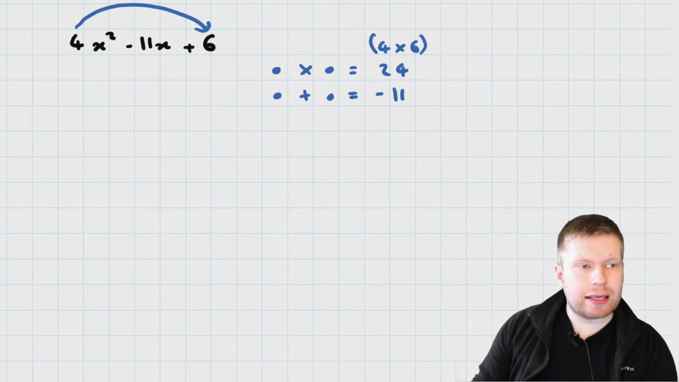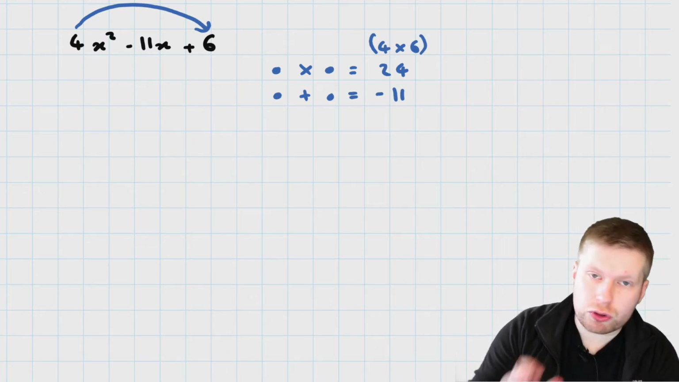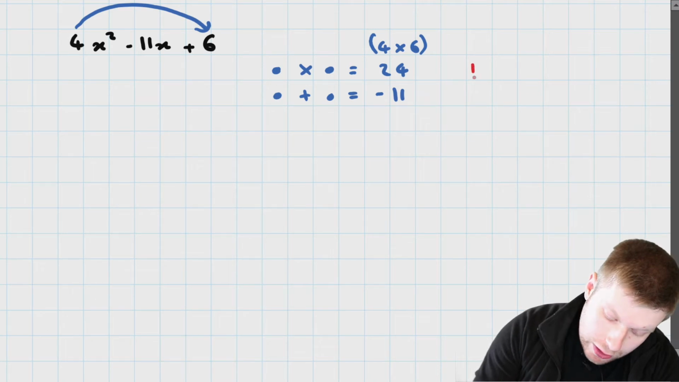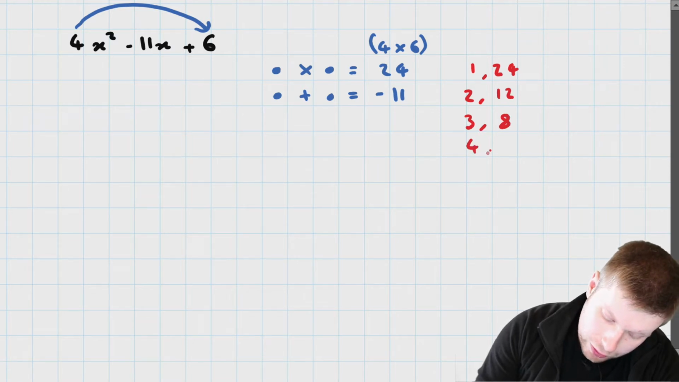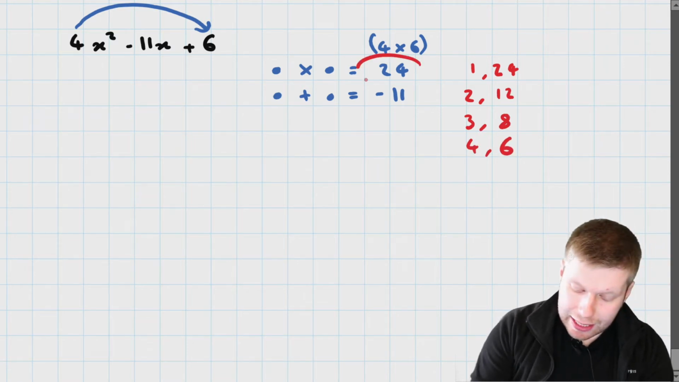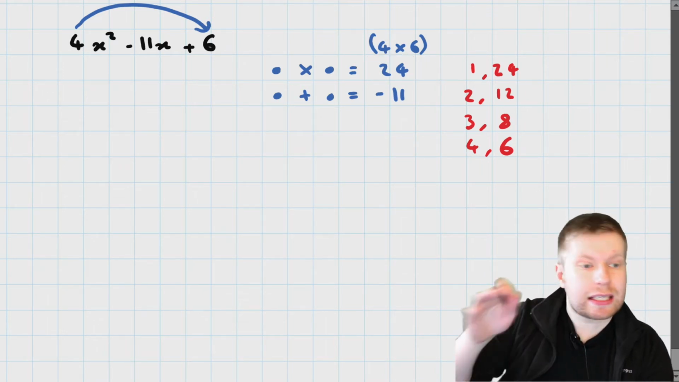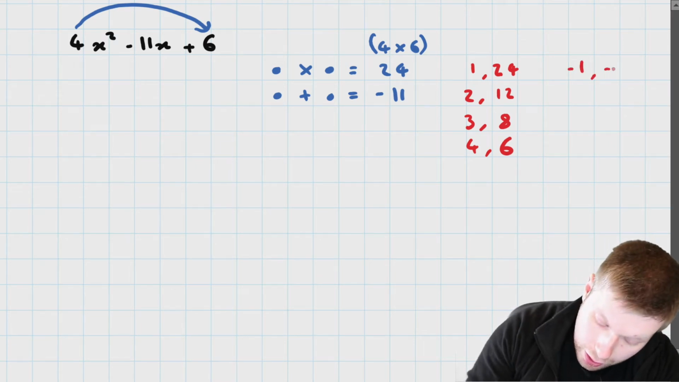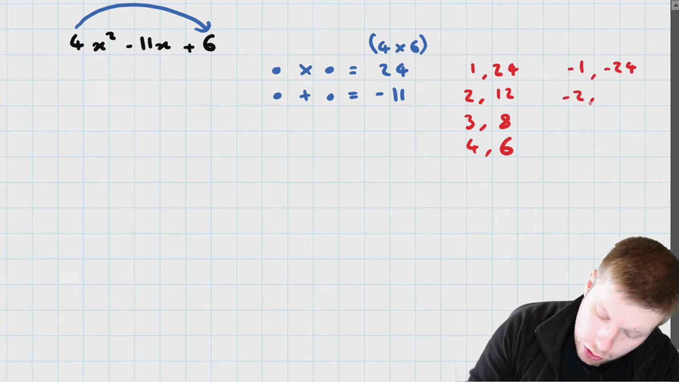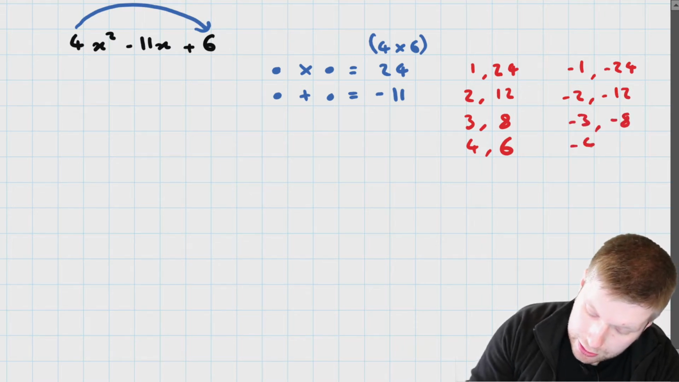Okay, so can we find two numbers then that multiply together to make 24 and which add together to make negative 11? Well, let's have a think. Let's first of all write down all the factors of 24, okay? So we can have obviously 1 and 24. We can have 2 and 12, we can have 3 and 8, and we can have 4 and 6. And of course, because it's multiplying to make positive 24, we could also have two negative numbers multiplying together to make 24. So we could also have negative 1 and negative 24, or negative 2 and negative 12, or negative 3 and negative 8, or negative 4 and negative 6.